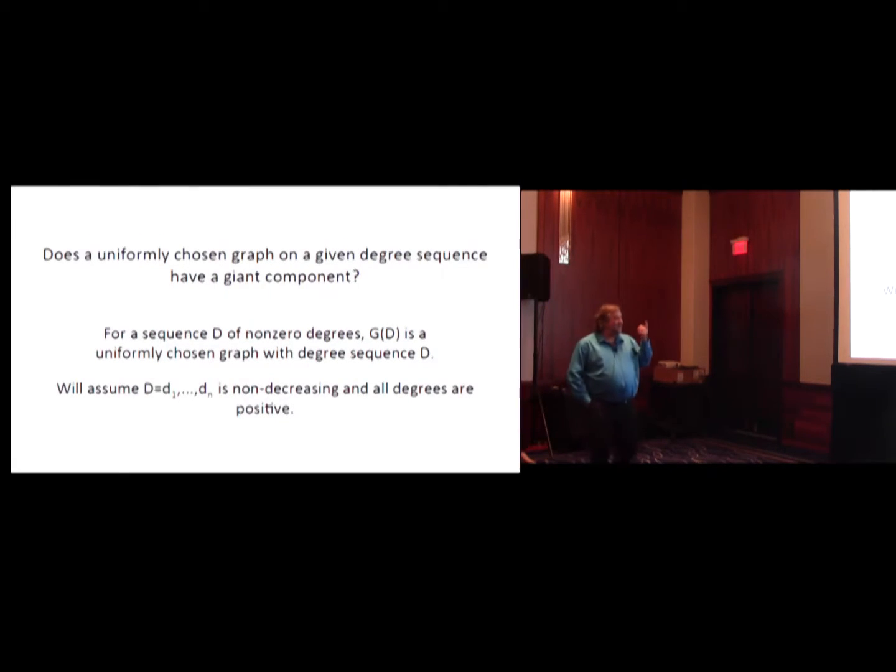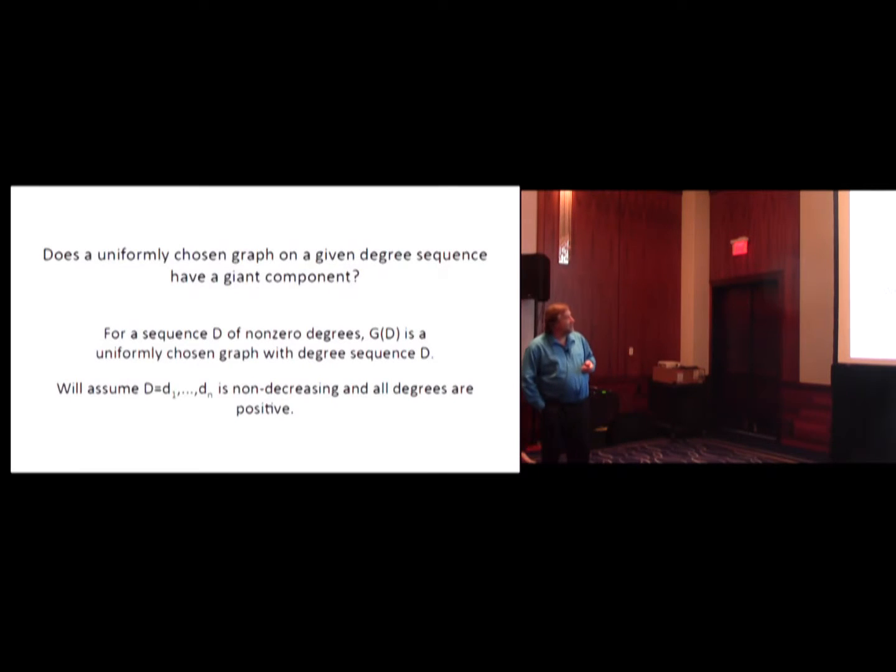And permuting the labels doesn't change the probability you have a giant component. So we'll assume that the degrees are non-decreasing. And we'll also assume they're all positive, because the vertices of degree 0, you just throw them away and look at what's left. They have no effect on the giant component. Okay.